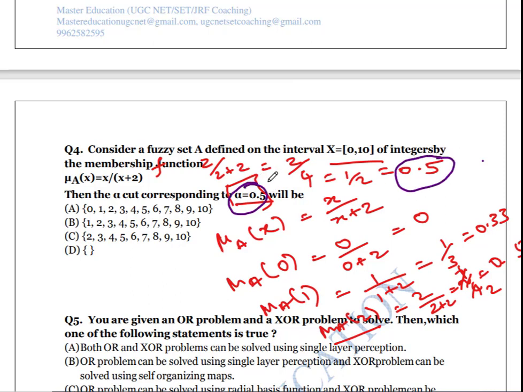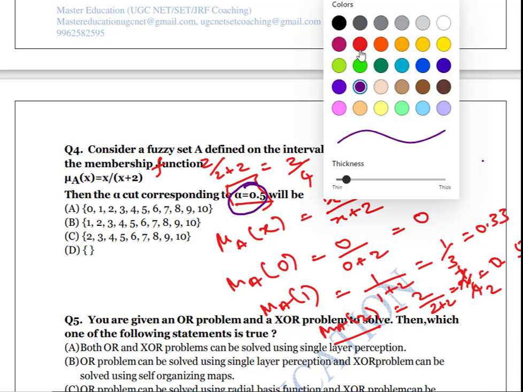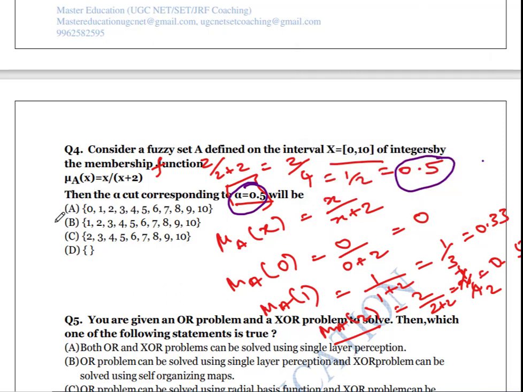So whenever alpha cut comes, it means you have to stop the process and type the x value from there. You should not take this 0 and 1 and null. So when you apply 2, it will come 0.5. After that, if you apply 3, 3 divided by 5, it will be greater than 0.5 only. So all these values 2, 3, 5, 6, 7, 8, 9, 10, if you apply all these values, it will come greater than the alpha cut. So this is the answer.